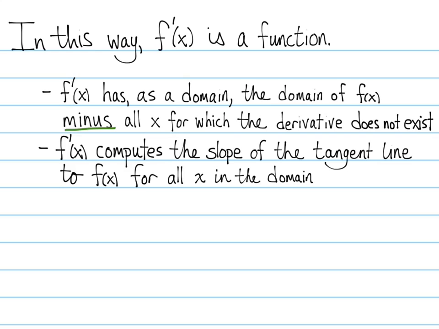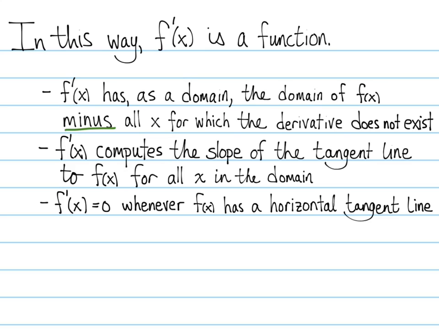f prime of x computes the slope of the tangent line to f of x for all x in the domain. So the point of f prime is it gives us the slope of the tangent line for the points on the original function. f prime of x equals 0 whenever f of x has a horizontal tangent line. What does it mean to have slope equal to 0? It means that you're horizontal.